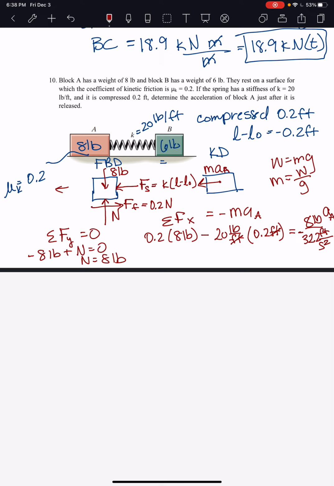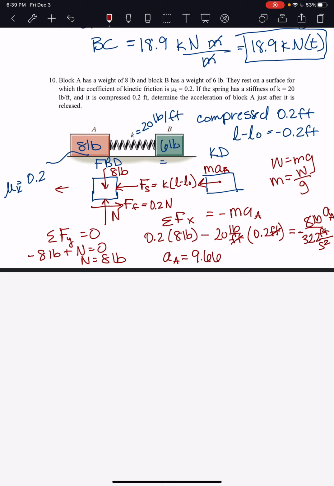And so now I can solve this. See if my calculator's still gonna work. Battery is very low, it's very angry with me. Let's see, 0.2 times 8 minus 20 times 0.2. And so we get that times negative 32.2 divided by 8. So we get a sub A equals 9.66.